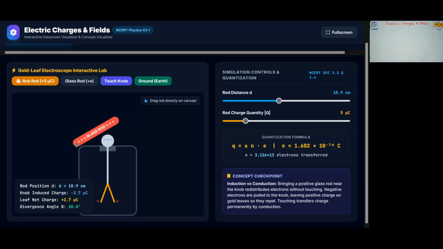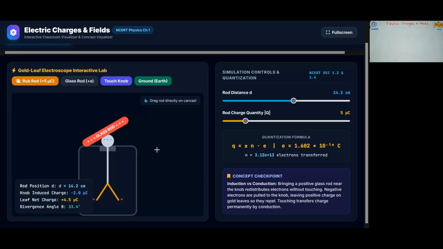Correct? Look at the divergent angle. Theta is equal to 20 degrees. Okay. Now, step number 3: conduction with grounding. If I click the touch knob, which means the glass rod touches the metal knob. Okay, clear? So the physical contact allows free charge transfer by conduction, permanently charging the leaves.